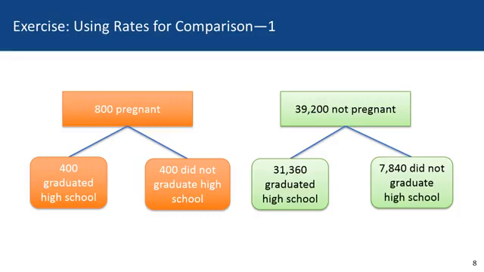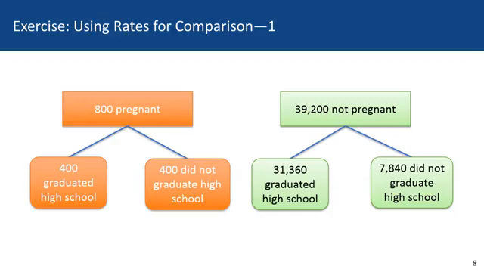This is how we depict our population. We had 800 teen girls who became pregnant at some point in 2012. 400 of those graduated from high school, and 400 did not graduate from high school by 2018. Of the 39,200 females that did not get pregnant in 2012, as of 2018, 31,360 graduated from high school, and 7,840 did not graduate from high school.